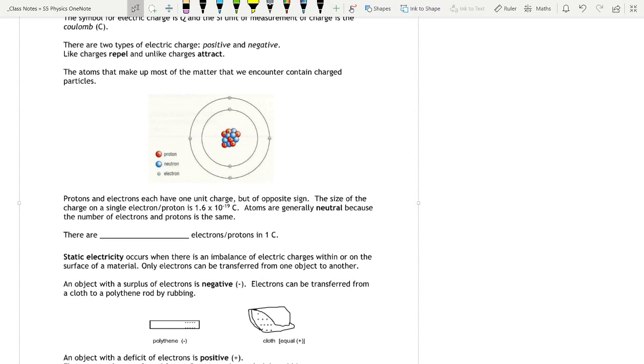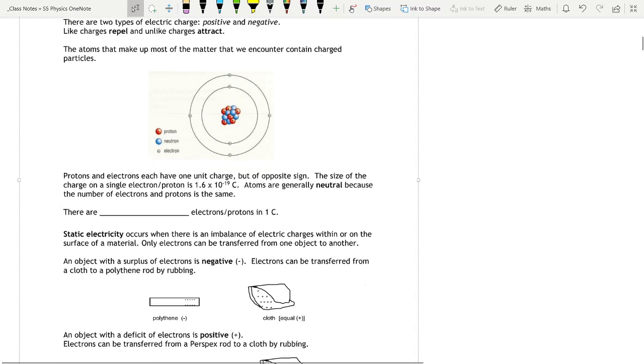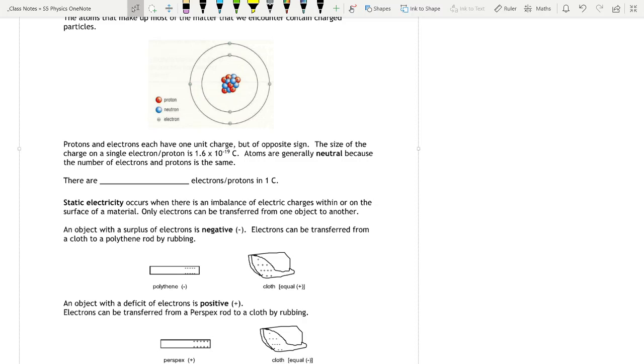And just a reminder, hopefully you all know this already, but the setup of an atom is the protons, the positive charges in the nucleus with the neutrons, and the electrons around the outside are negative. The protons and electrons have one unit charge but of opposite signs. Basically, they're the same charge but the opposite. So if you ever have to look up the charge of a proton, if it's not there, just look up the charge of an electron, and it's the opposite charge. The size of the charge on a single electron or proton is 1.6 times 10 to the minus 19 coulombs.